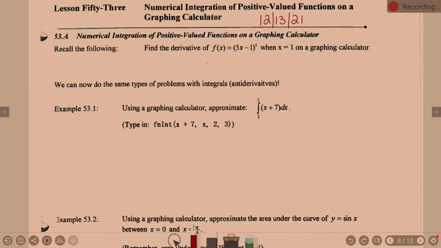Lesson 53, numerical integration of positive valued functions on a graphing calculator. Thus, have a calculator with you.